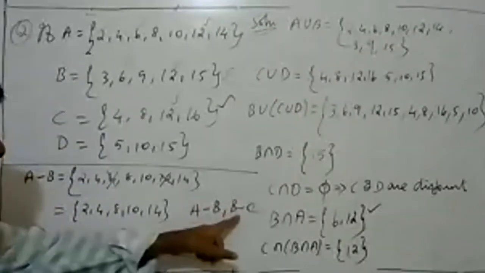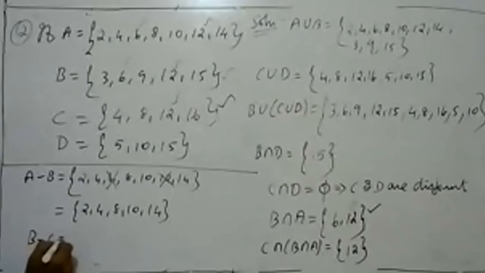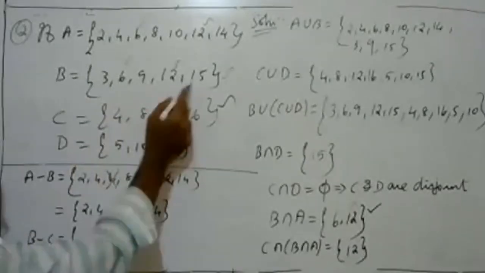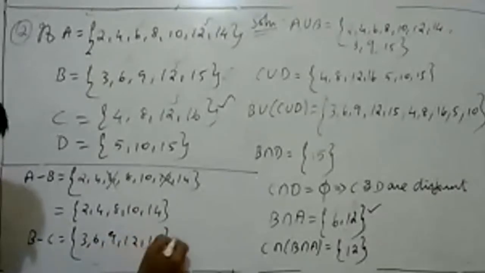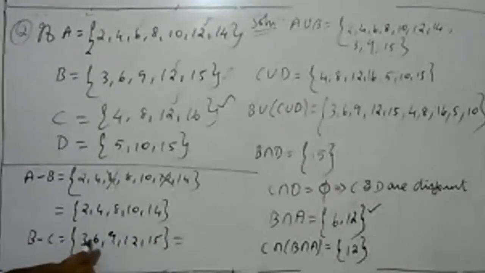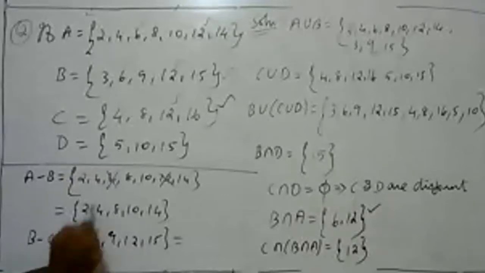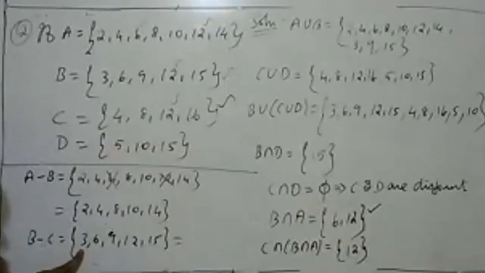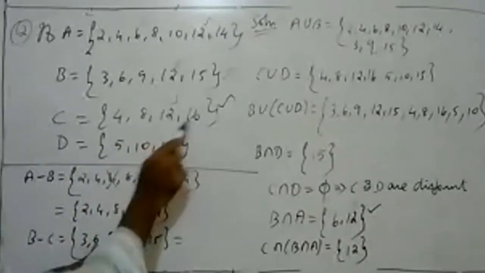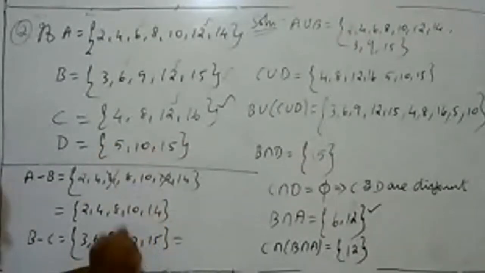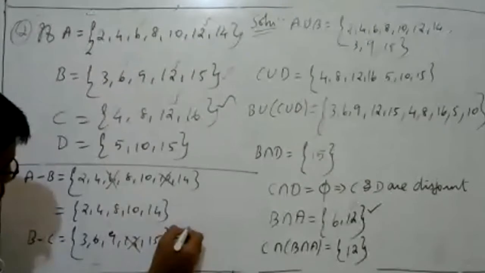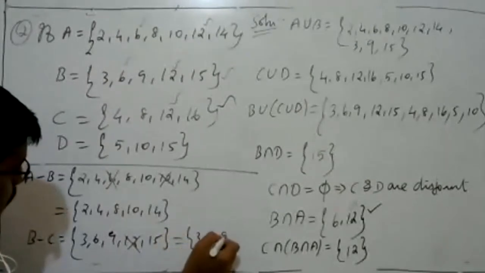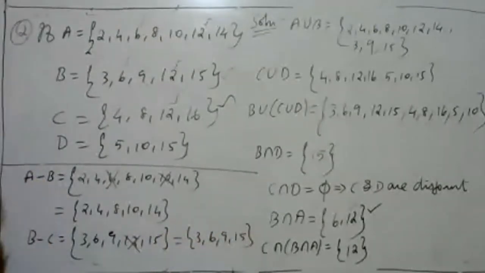Right, now come to B minus C. What is my B minus C? Write all the elements of B: 3, 6, 9, 12, 15. Remove those elements that belong to C. 3 belongs to C? No. 6 is not in C. 9 is not in C. 12 belongs to C, remove that. 15, no. So the answer is 3, 6, 9, 15. This is B minus C.